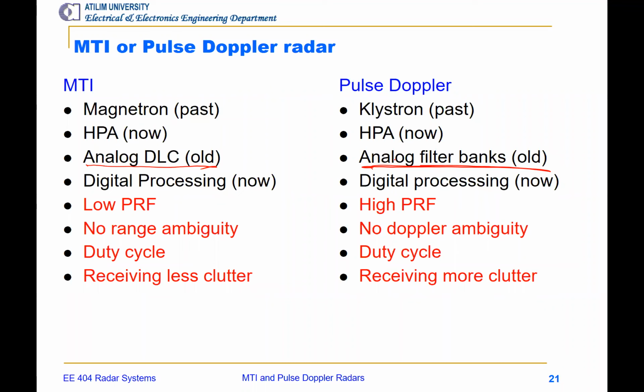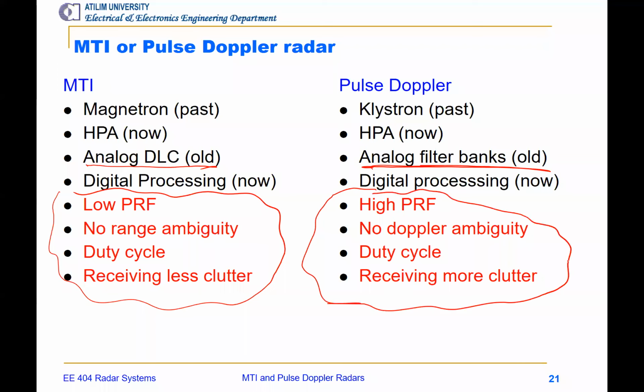And these are the things that we have already given in the very beginning of the MTI and pulse Doppler radar concept. One has Doppler ambiguity, the other one is range ambiguity, and one is high PRF, the other one is low PRF, and it's quite related to the clutter level. Then in the pulse Doppler radar, as the PRF is high compared with the MTI, it receives more clutter. So clutter reduction is very critical in pulse Doppler radar.